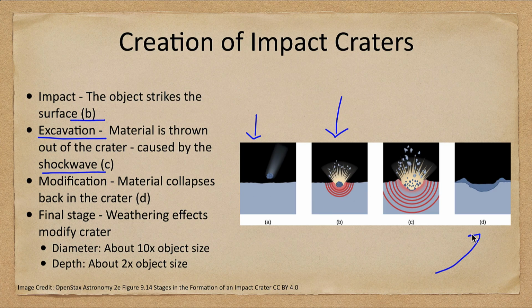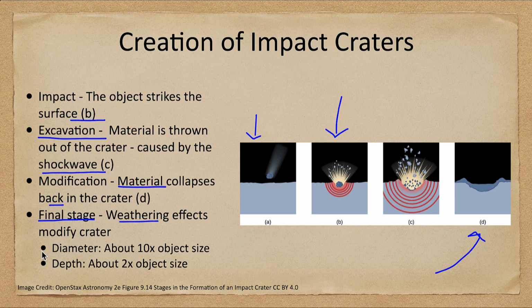Then we see in D what happens afterwards. So long after the crater has formed, material begins to collapse back into the crater. So eventually there will be less of a crater than there originally was. So a nice sharp crater is relatively recent. Now the final stage not pictured here is modification of the crater. Weathering effects will modify this, and that will slowly wear it down. On Earth, that could be wind or water. On the moon, that would be things like micrometeorite impacts that cause slow erosion of the crater.